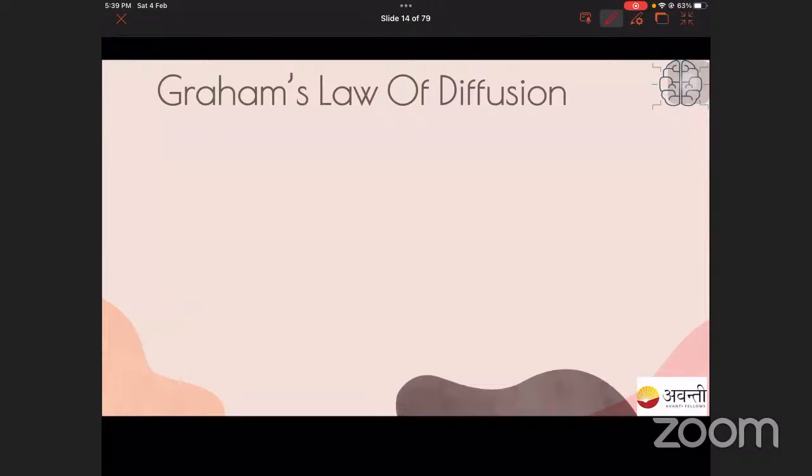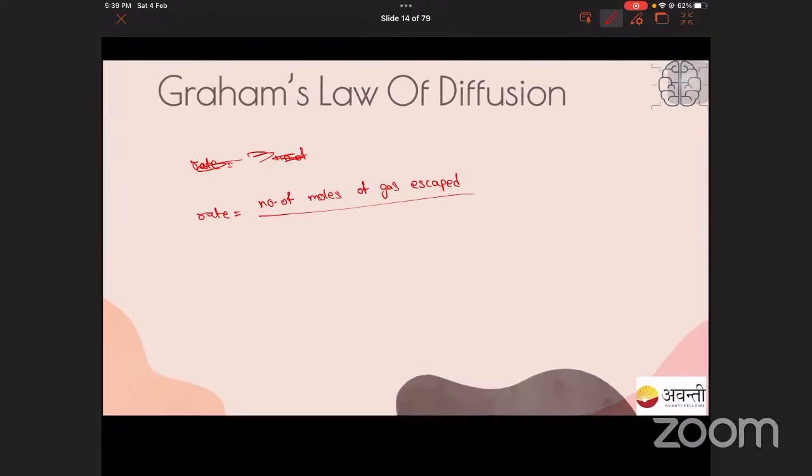Now I can write. If we want to write rate in terms of number of moles, rate is equal to number of moles of gas escaped by time taken. For let's say 2 moles of gas escaping, how much time is it taking for that 2 moles? That gives us the rate, nothing but N by T. If we do it as R1 by R2, that is equal to N1 by T1 by N2 by T2.